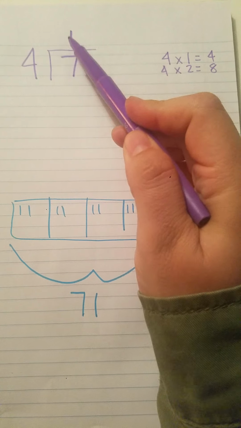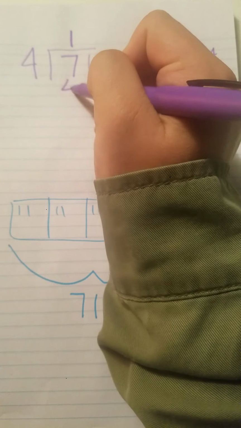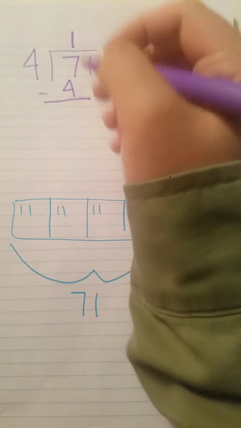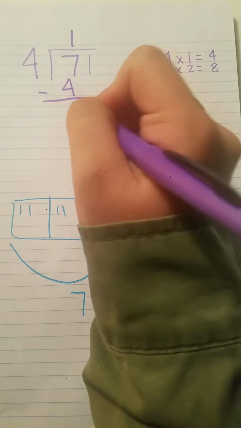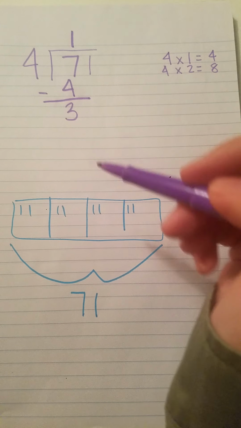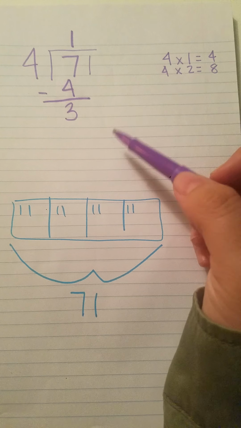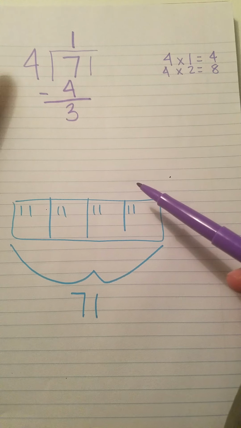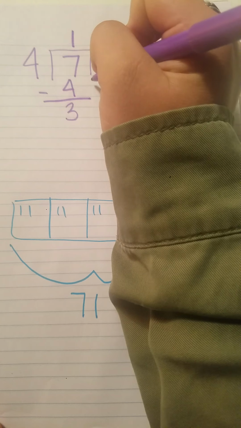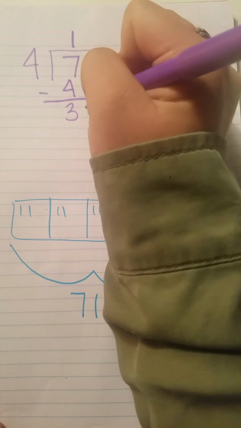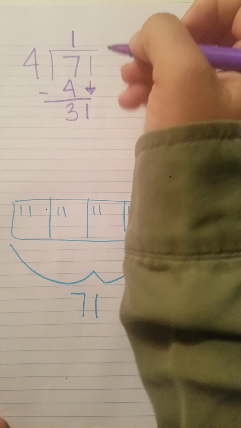And then 4 times 1 is 4. We're going to subtract. I'm going to count up. So 4, 5, 6, 7, 3. 7 minus 4 is 3. Okay, so now we're going to repeat. Oopsie, I forgot a step. Did you catch it? I got to bring this one down. All right, now we're going to repeat.